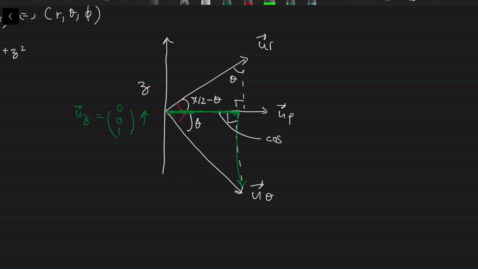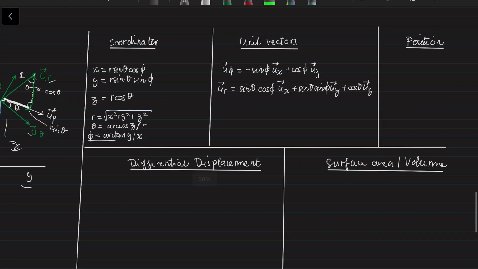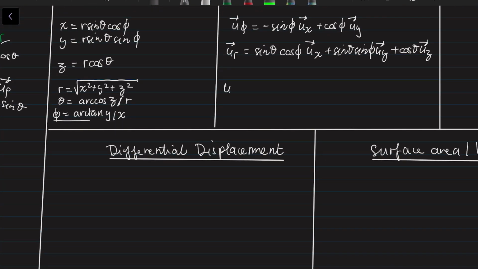So this is cosine theta. And this one is going to be sine theta. But remember, I'm going downward, so in terms of vectors, this would be minus sine theta uz. Right? So now we can write down the expression for our unit theta vector. Okay, so u theta, what did we say? We said it was cosine theta times u rho. So cosine theta cosine phi ux plus cosine theta sine phi uy minus sine theta uz.